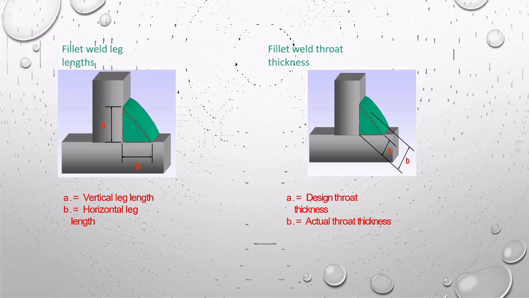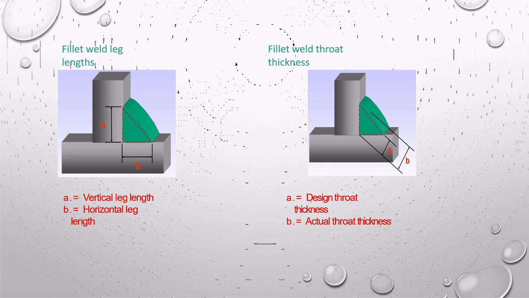Alright, move to the next page. There are 2 pictures shown to us. First is fillet weld leg length. As you can see, A part is vertical leg length and B part is horizontal leg length. Move to the fillet weld throat thickness. As you can see, A part is design throat thickness and B part is actual throat thickness.